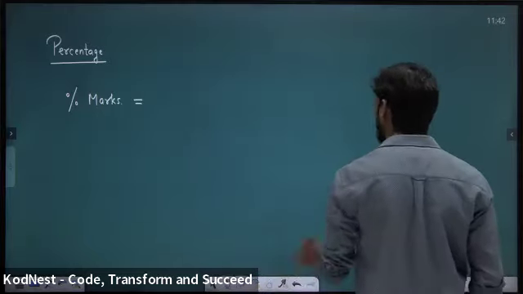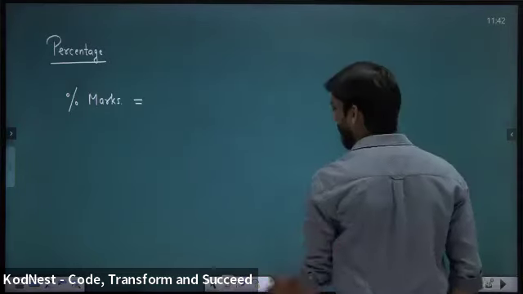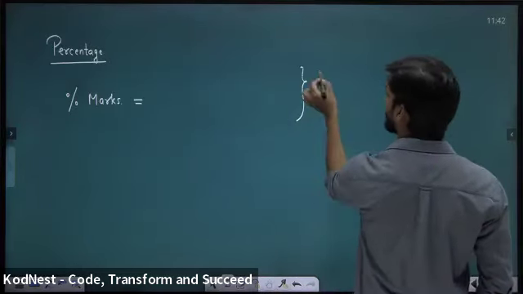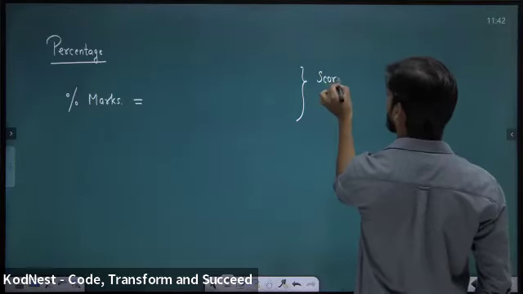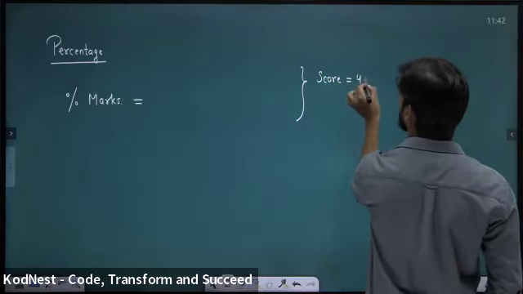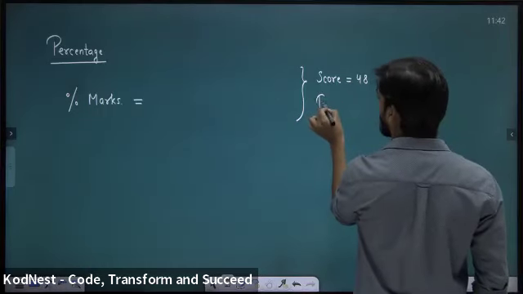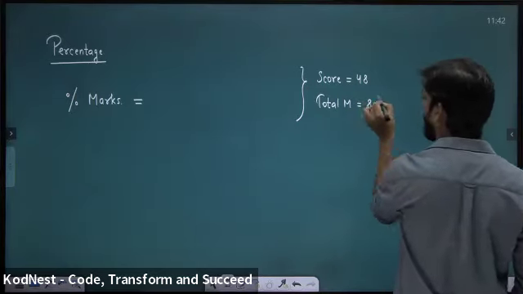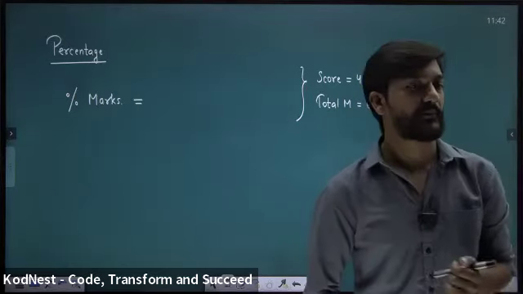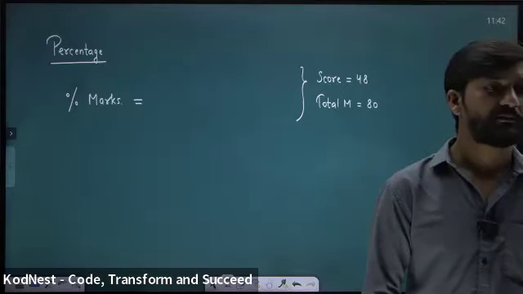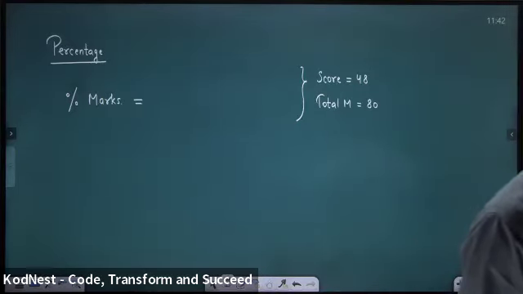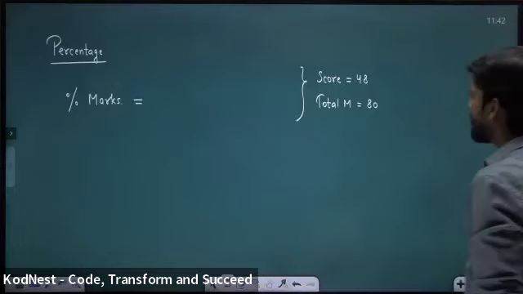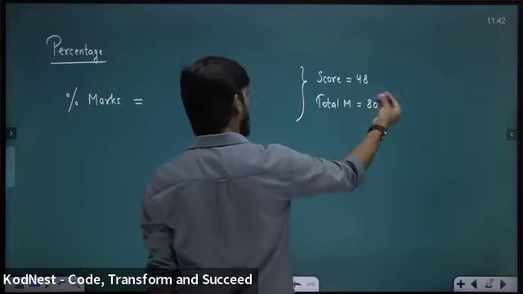Let me write this way, not this. I'm taking one example. Suppose your score is 48. Total marks were 80. How would you calculate? 48 by 100, 48 by 100 into 180. Score divided by total into 100.